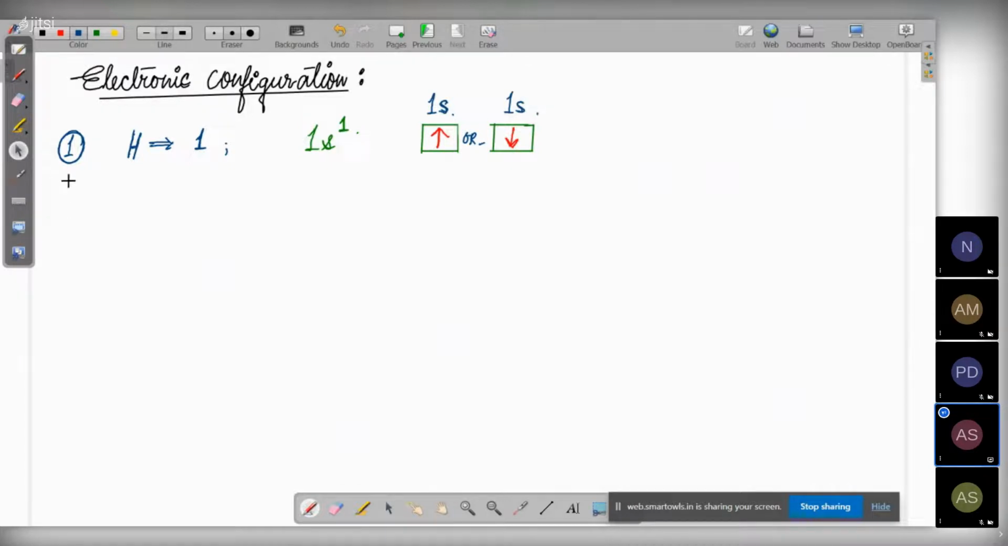Now let us see the second atom. The second atom is called helium. So atomic number 2 is helium.